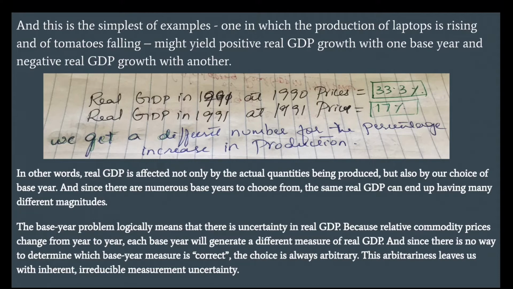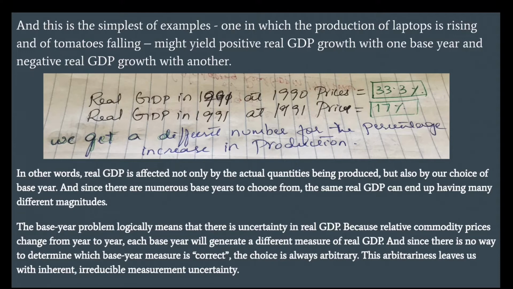In other words, real GDP is affected not only by the actual quantities being produced but also by our choice of base year. And since there are numerous base years to choose from, the same real GDP can end up having many different magnitudes. The base year problem logically means that there is an uncertainty in real GDP because relative commodity prices change from year to year.